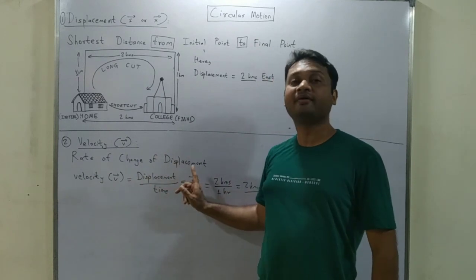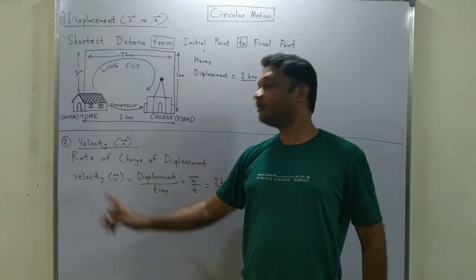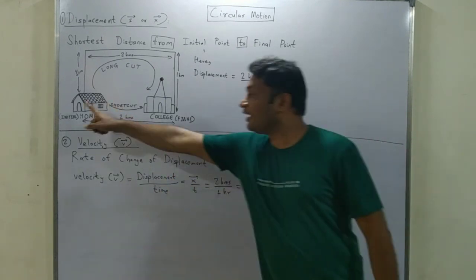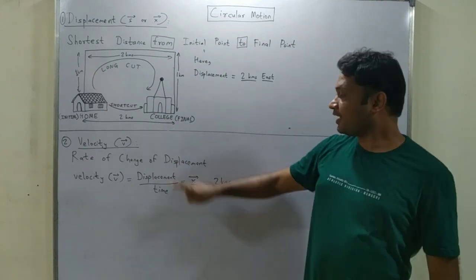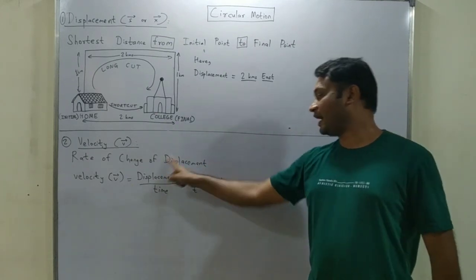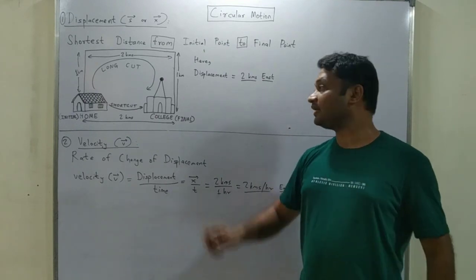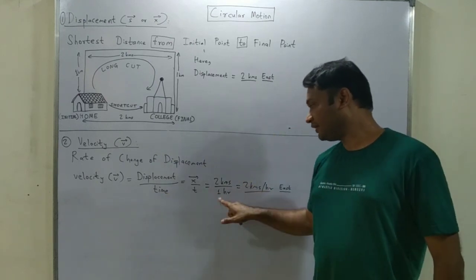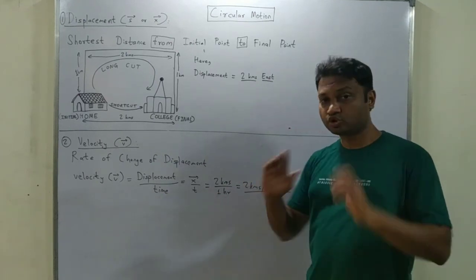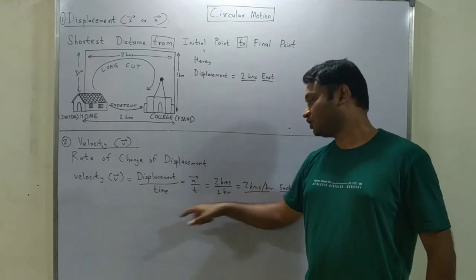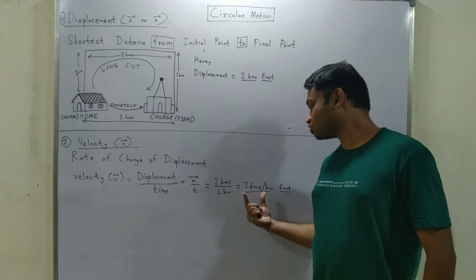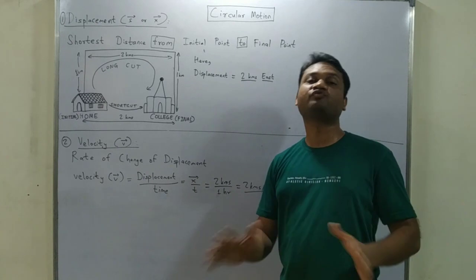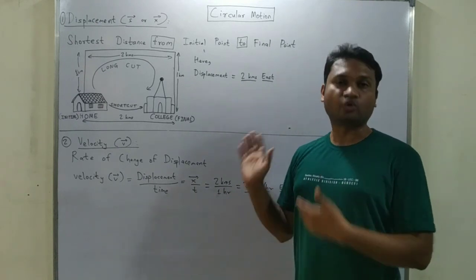Velocity is the rate of change of displacement. Formula wise, velocity equals displacement upon time. What is the displacement when I go from home to college? 2 kilometers. Hence we substitute the value of displacement as 2 kilometers. And the time taken, let us say, to go from home to college is 1 hour. So the velocity becomes displacement upon time, which is 2 kilometers upon 1 hour, which is 2 kilometers per hour in each direction. So these are the two quantities which we should be familiar with to start with circular motion.